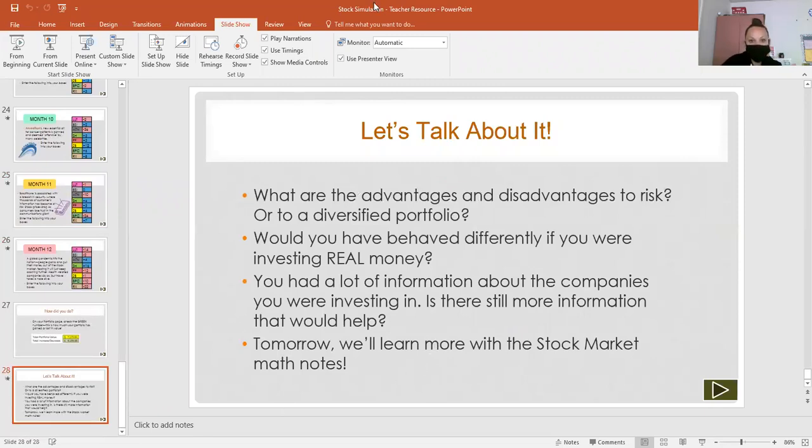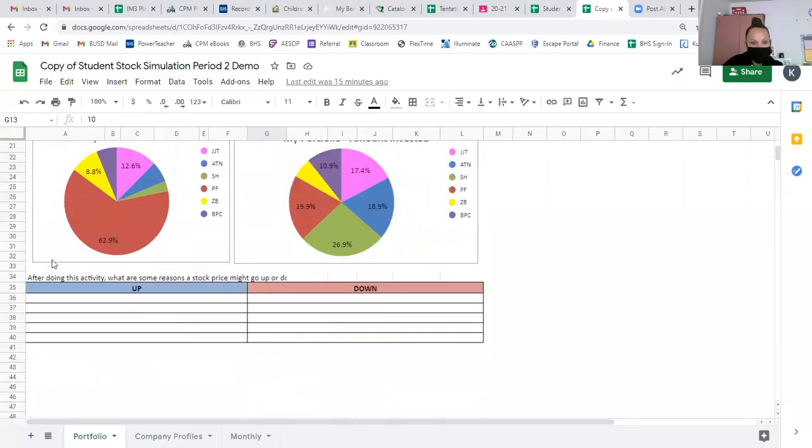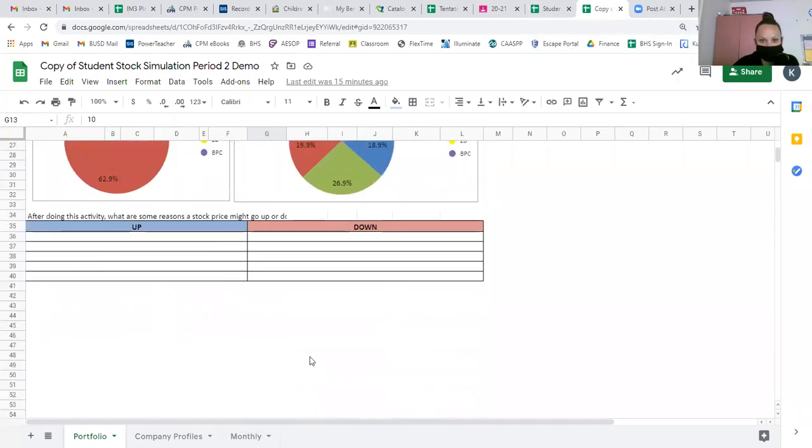But on here, you're just going to say, I should have copied those questions on here. I wanted you to answer those questions. I thought I did. So why might a stock go up or down? You do not have to fill in all of these, but what were some of the things that made some of those stocks go up and down?